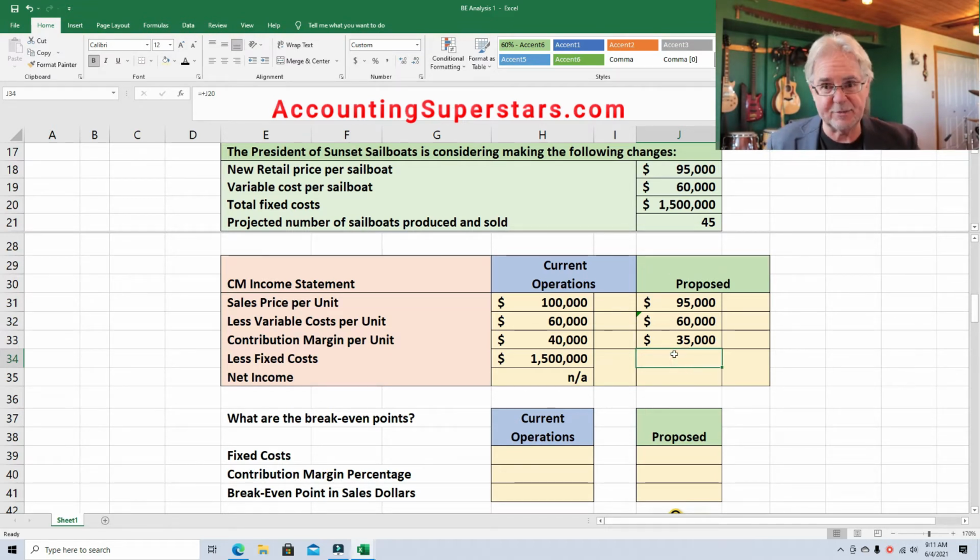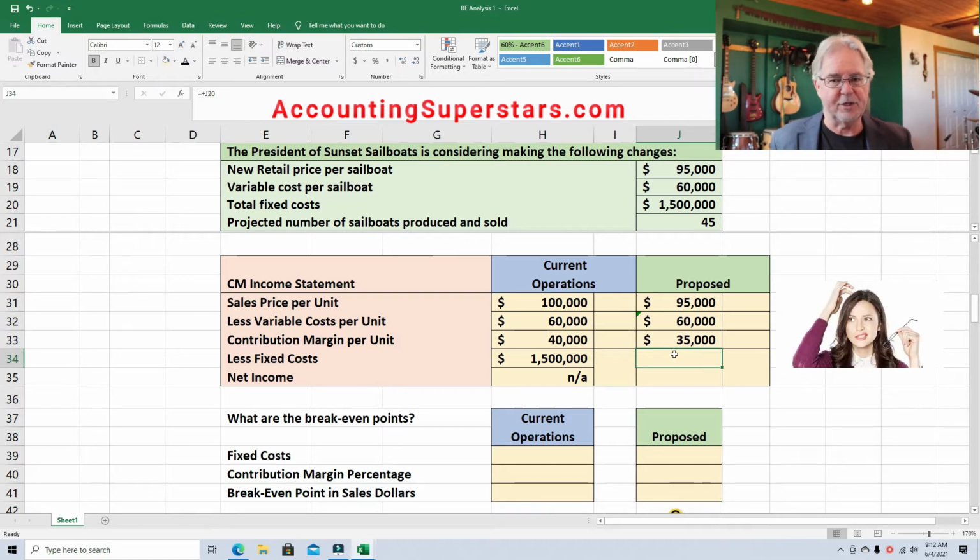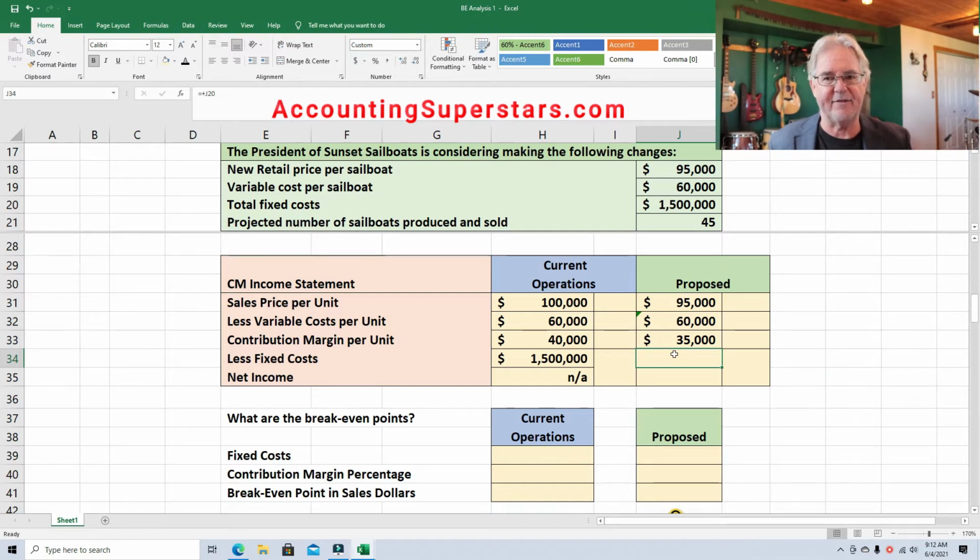Now, sometimes your textbook and your homework will try to fool you. What they'll do is put fixed costs on a per unit basis. Don't ever fall for that trick. That's all it is. It's a trick. In fact, I saw it on the CPA exam. They were trying to trick us on the CPA exam. So grand total, 1.5 million.